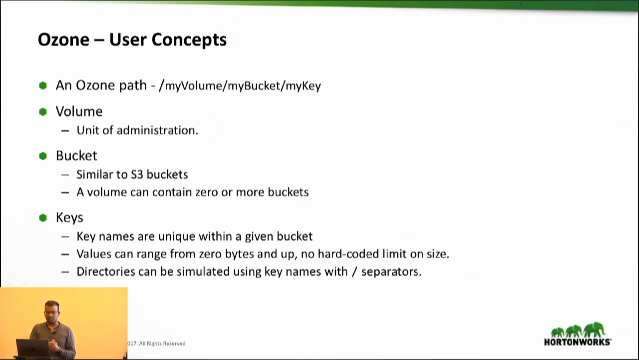So the key user concepts are very similar to Amazon S3, but we have an additional concept there called volume. An Ozone path looks like this: a volume, bucket, and a key. A volume is a unit of administration for us.